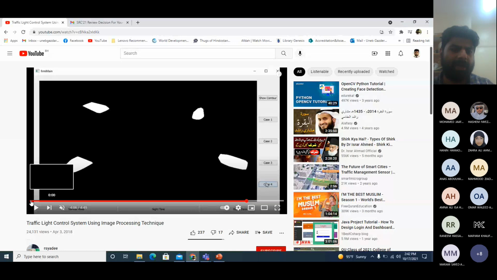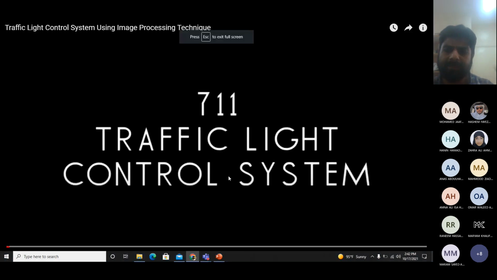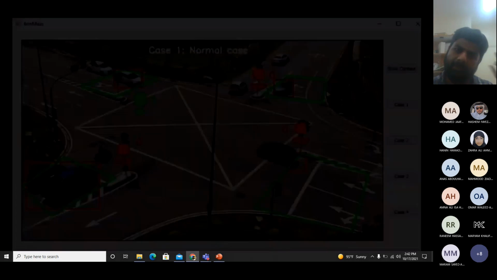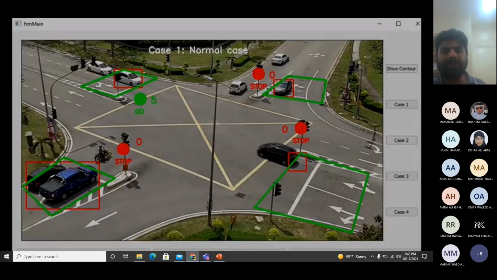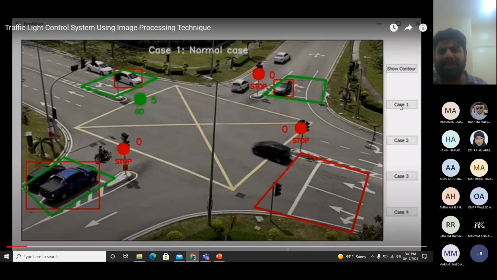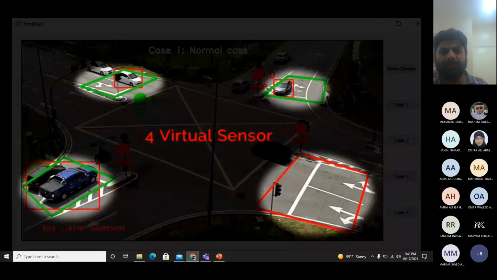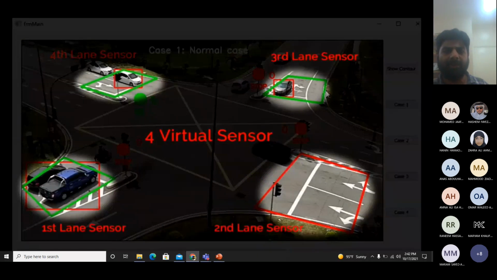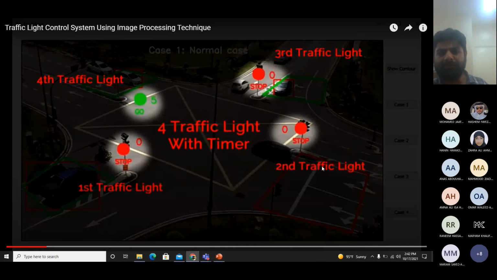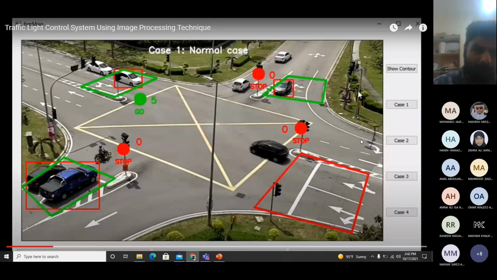So in this video, you will see a camera, a VIP system attached with a traffic signal system. This is the main screen, which you can see. Then you have on the right hand side some buttons for different cases. Each case refers to a different set of traffic signal timings. The sensors are attached here on the road.